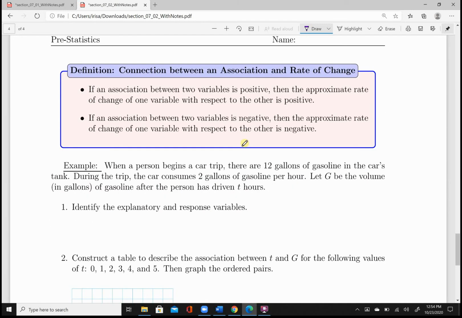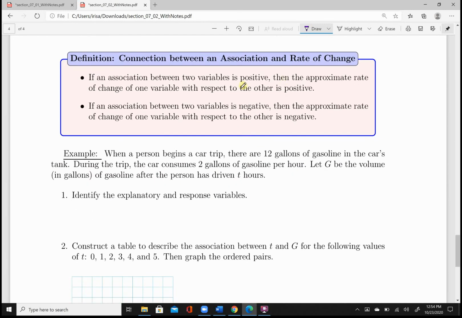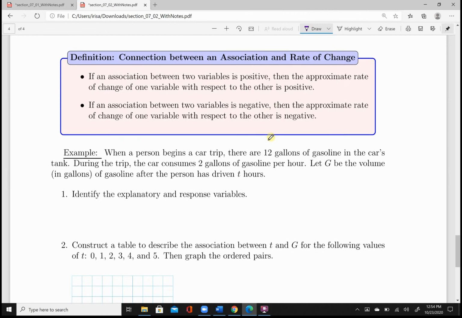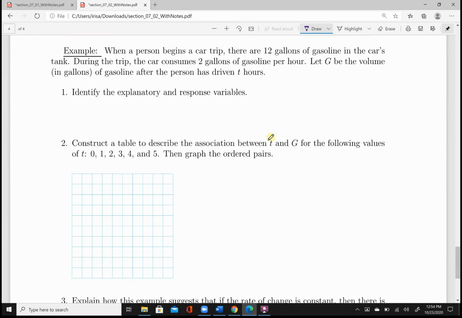The linear association can be positive if the slope is positive, or the rate of change. That's the key phrase that they're using here instead of slope, but they mean the same thing, especially in terms of calculation. And if the rate of change between two variables is negative, then the association will be negative, and the trajectory associated with the data will be decreasing.